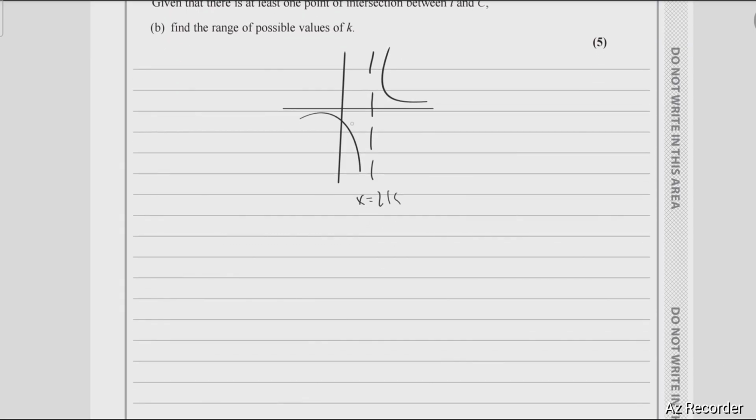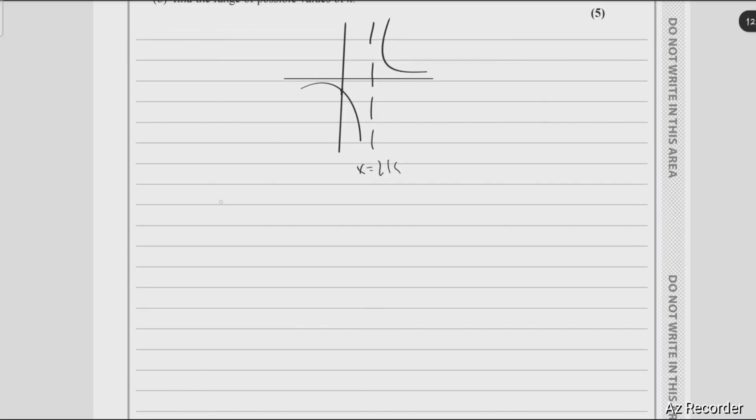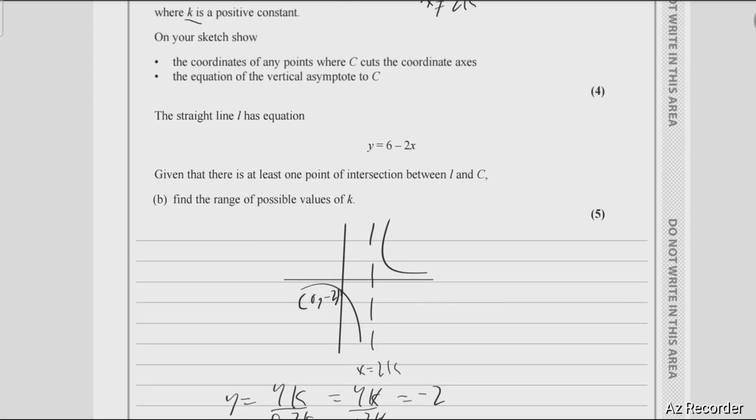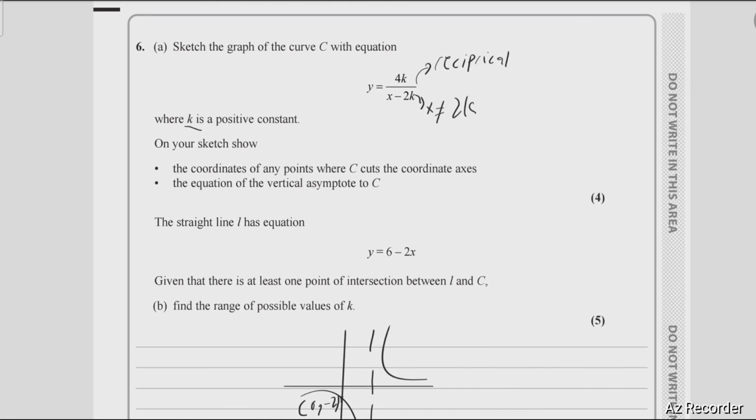Now it seems here that it cuts the y-axis, so x equals 0. y equals 4k over 0 minus 2k, or equals 4k over negative 2k. k cancels out, so negative 2. That's 0, negative 2. And that's 4 marks.